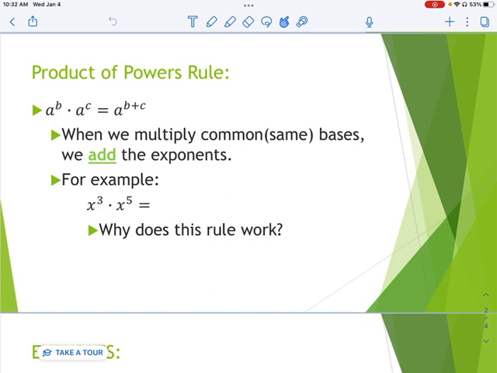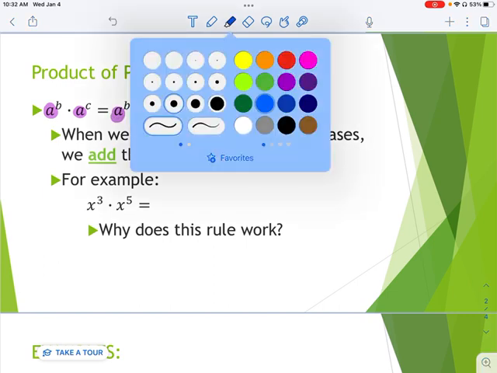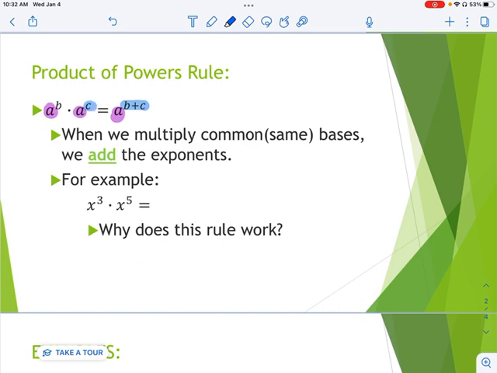The rule simply says that if I have a to the b times a to the c, that is equal to a to the b plus c. So what that basically means is when we multiply common or same bases, so if you notice, my a's are the same in both, so I have a common base, both of them are a, then what I do is I take those exponents and I'm going to add them. So multiplying common bases, we add the exponents.